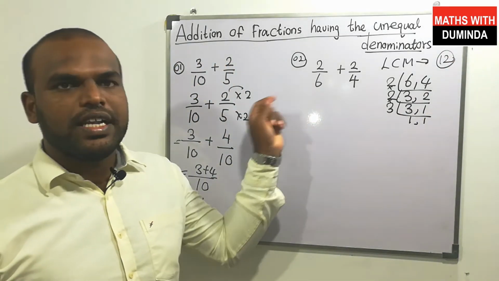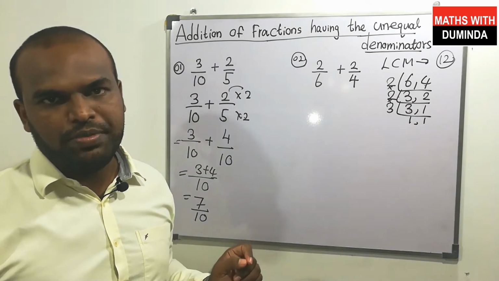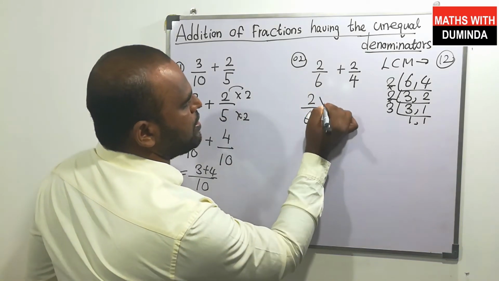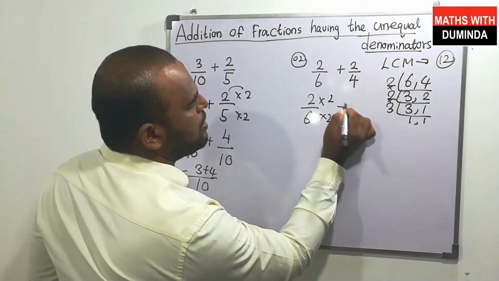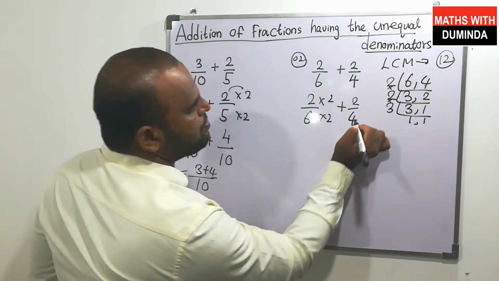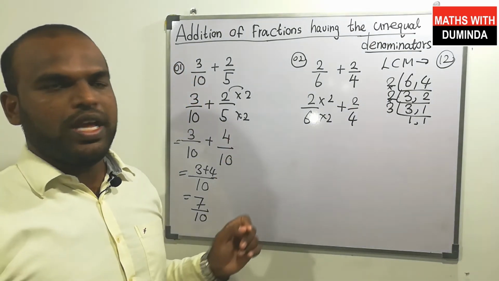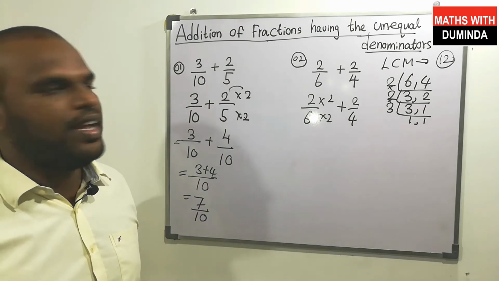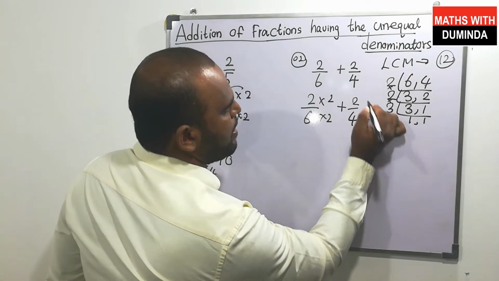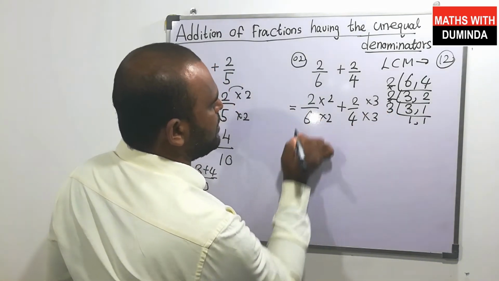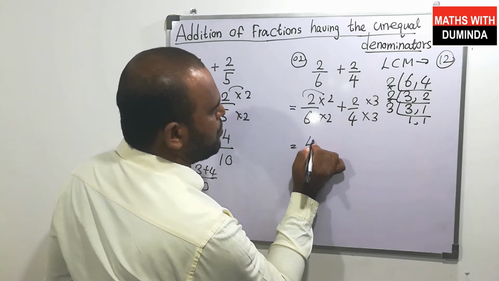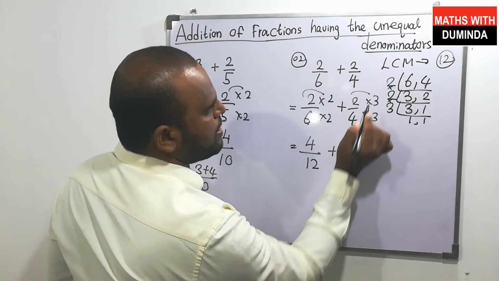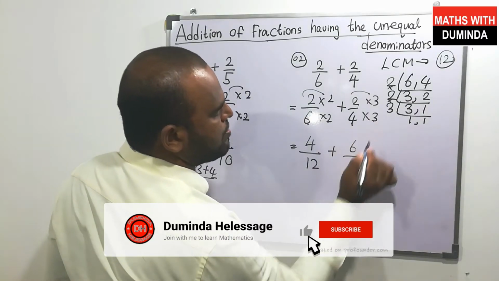So to convert 6 into 12, we need to multiply by 2, both numerator and denominator. And for the second fraction, to convert 4 into 12, we need to multiply by 3. Remember, you have to multiply both numerator and denominator. Let's see, 2 multiplied by 2 is 4 and 6 multiplied by 2 is 12. And 2 multiplied by 3 is 6 and 4 multiplied by 3 is 12.